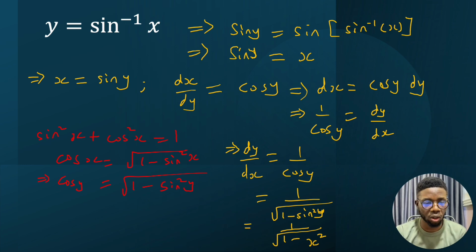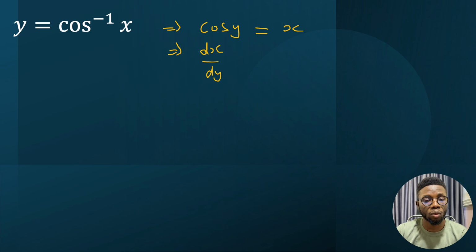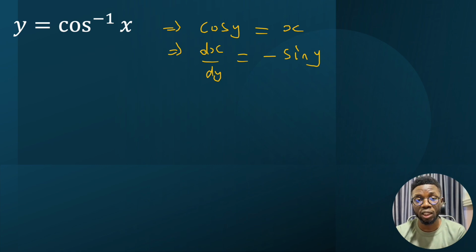Now let's do that with the other two trigonometry ratios and see how they look. So for arccos x, pretty much the same thing, you take the cos of both sides. If you take the cos of both sides, you have cos y equal to x. So if cos y equals x, that implies dx/dy is going to be negative sine y. We know that when we differentiate cos y, we get negative sine y.